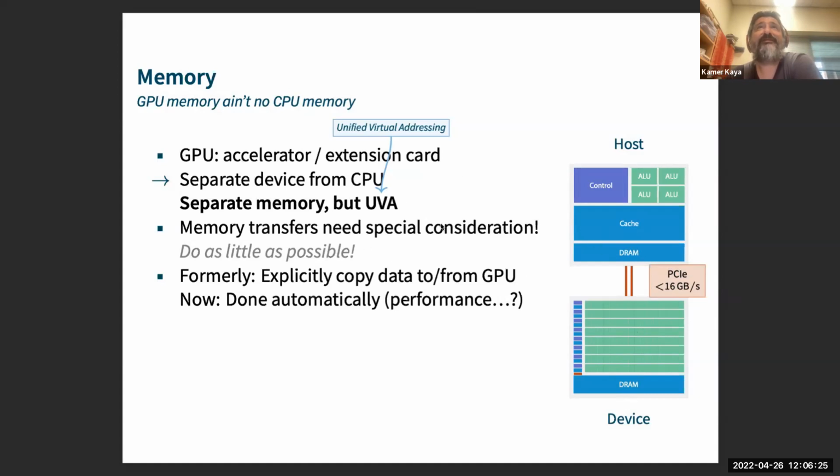So I told you that GPU memory is not CPU memory. They are physically separate, but there is unified virtual addressing. So you can use the same type of pointers, and you can say, okay, I am getting the address of that memory location. So this is still an address. I mean, it's unified virtual addressing. So memory transfers need special consideration. You need to do them as little as possible because that's your bottleneck.